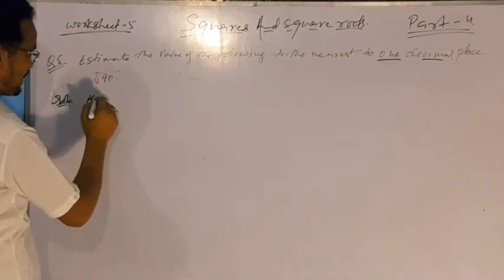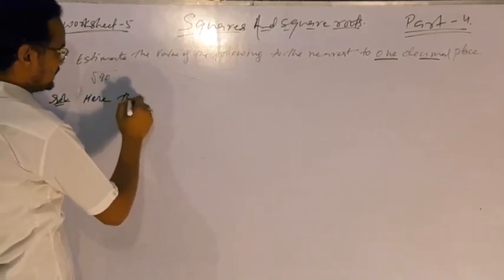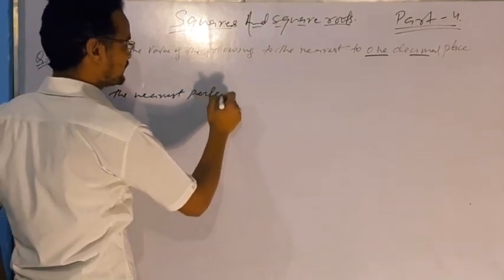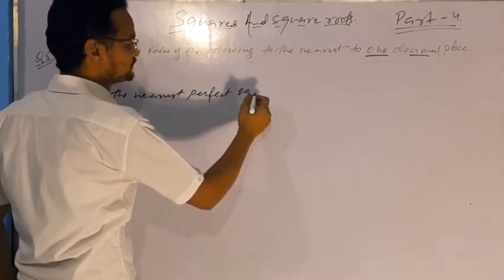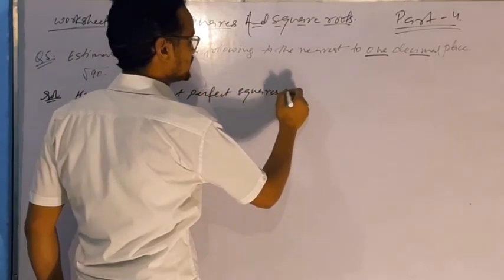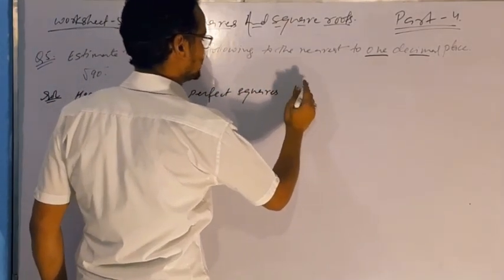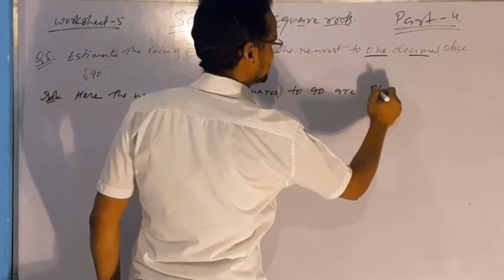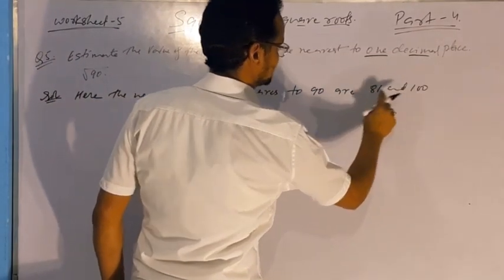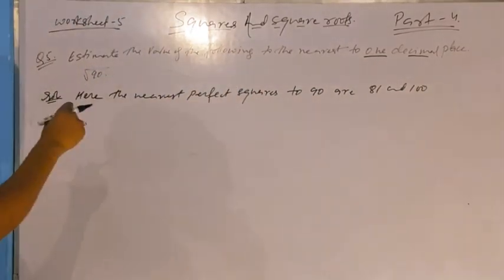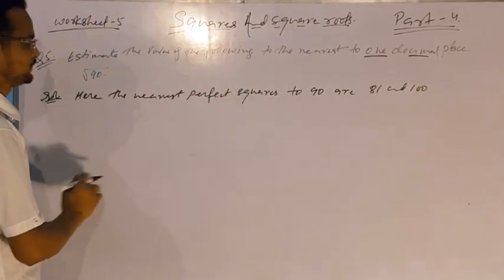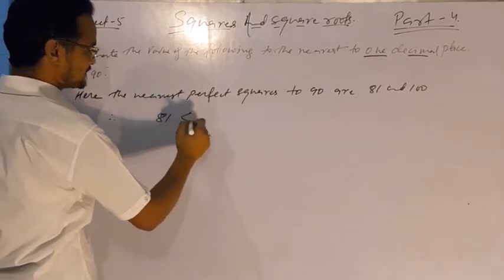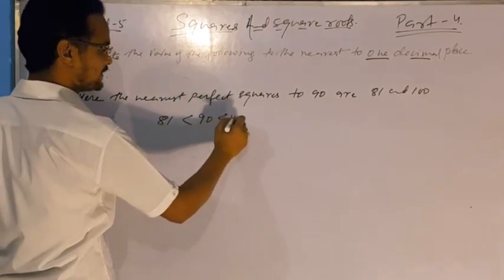here the nearest perfect square numbers to 90 are 81 and 100. 81 and 100 are the two perfect square numbers between which 90 lies. So we can write that 81 is less than 90 is less than 100.